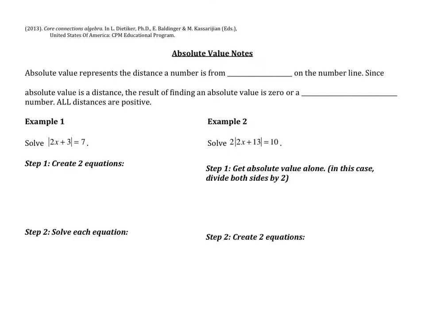So absolute value notes. Absolute value represents the distance a number is from 0 on a number line. Since absolute value is a distance, the result of finding an absolute value is 0 or a positive number. It is very important to note that all distances are positive. So we are never traveling negative miles or going a negative distance.